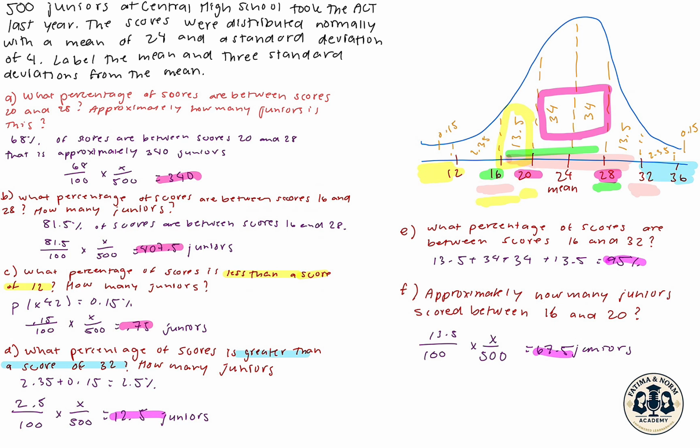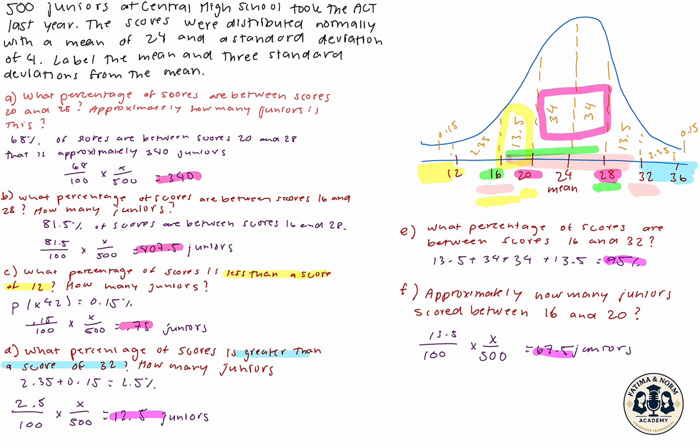Question B is very similar to A. You just do the same thing. You add the percentages on the graph that are in between the two scores, which is 16 and 28, giving you 81.5. And then you just use algebra again to solve it. Use the equation. And then you just get 807.5 juniors, I believe.